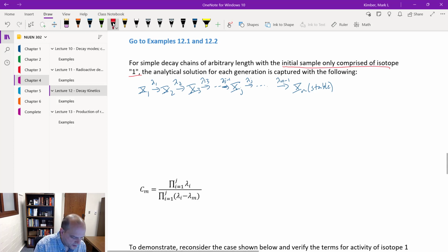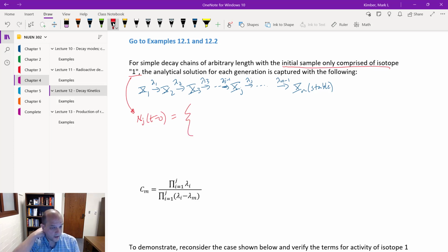And what that statement there mathematically means is that the inventory, because I have j or n isotopes, for j equal to 1, that's going to be my initial isotope number 1. That's going to have some atom count to it, and the rest of these, where j is greater than 1, all of those are going to be 0.